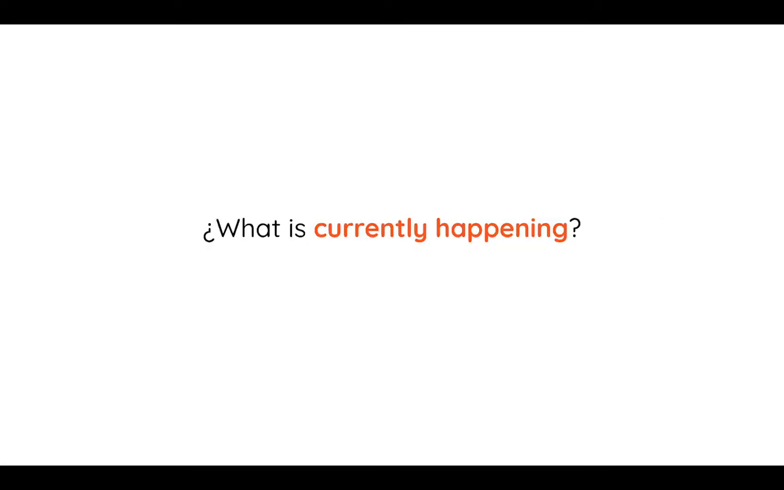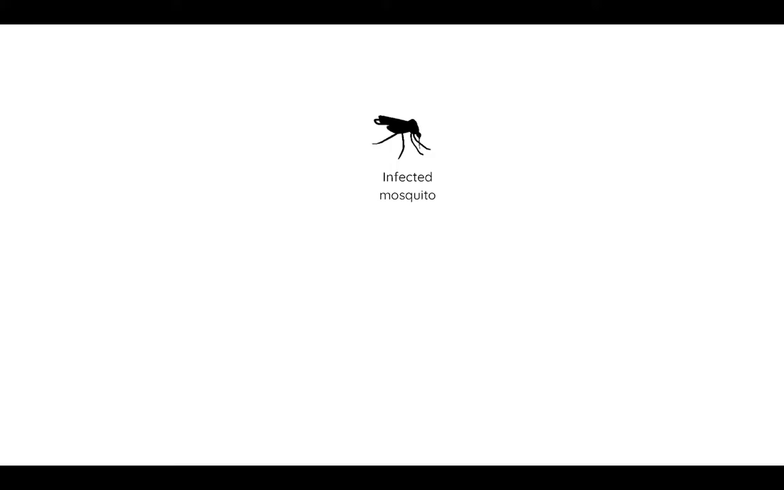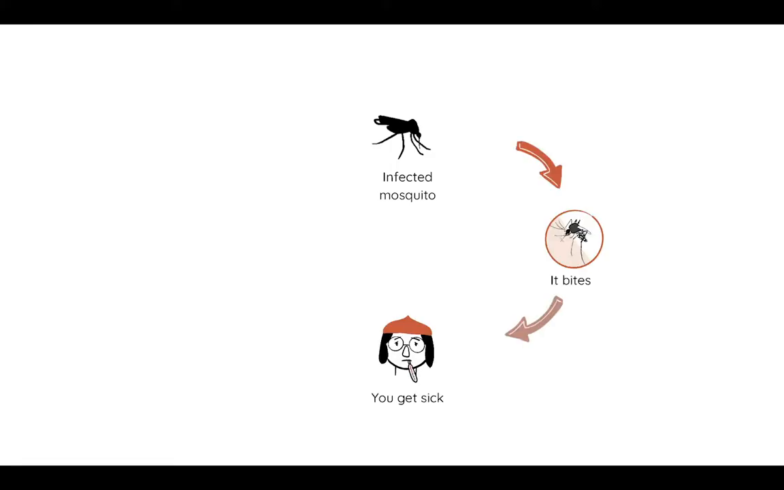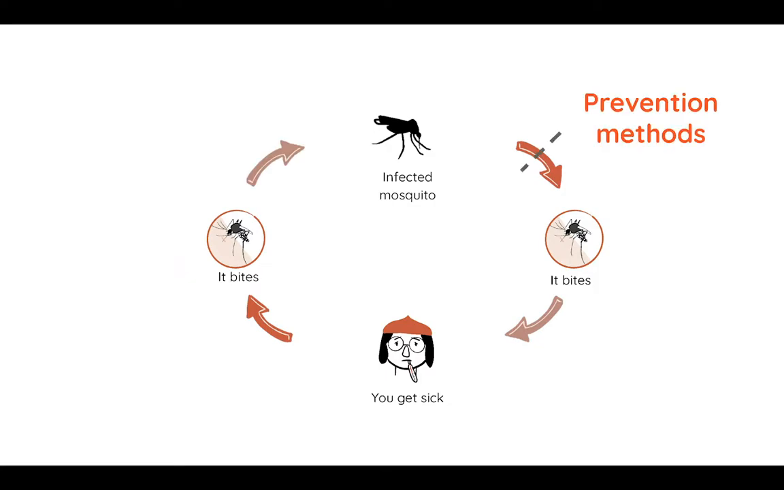But what is really happening? We have the infected mosquito, which bites us, we get sick, and the mosquito can bite us again, and the cycle continues. Most of the prevention methods we mentioned before concern this part of the cycle, which are physical barriers that prevent mosquitoes from touching our skin.